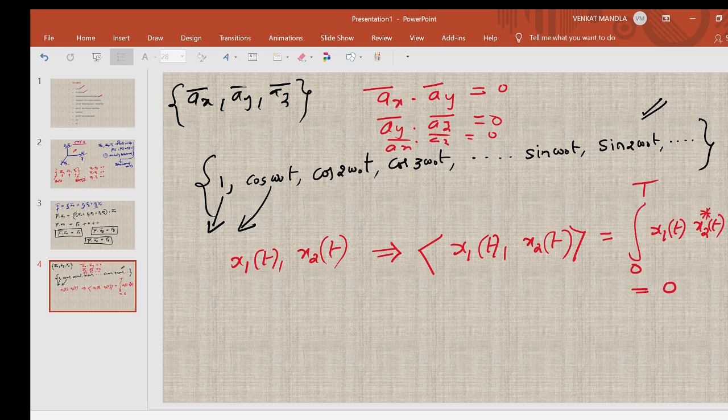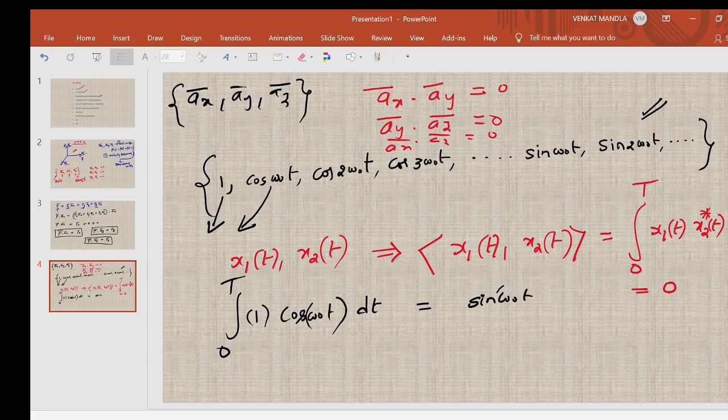So x1 of t is 1, and cos omega naught t is another signal. If you conjugate it you will get the same cos omega naught t because it is a real signal, over one time period 0 to T. We cannot take minus infinity to plus infinity because cos is not defined there. So I am taking capital T.